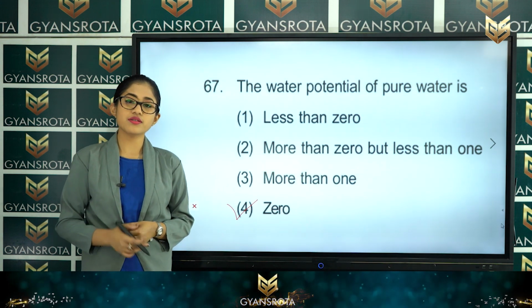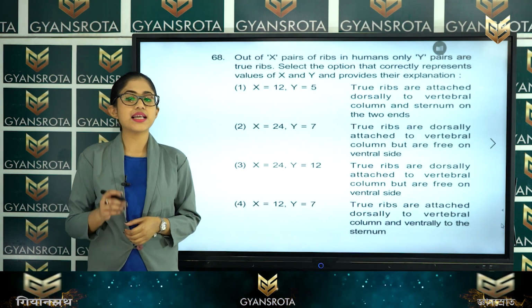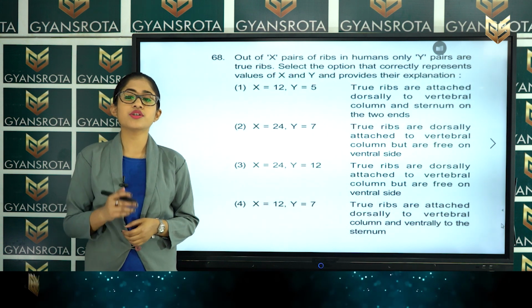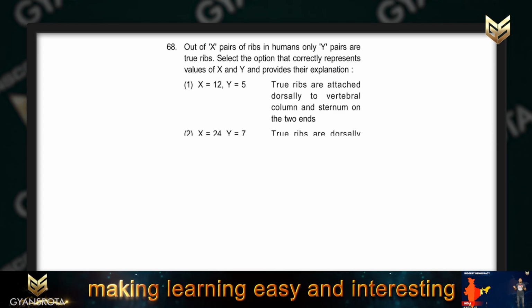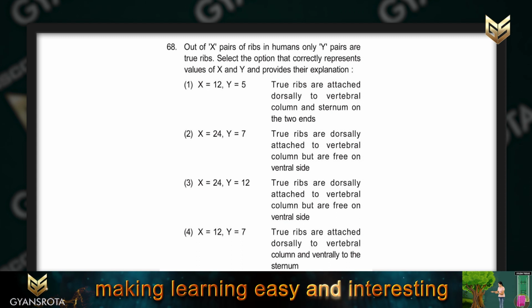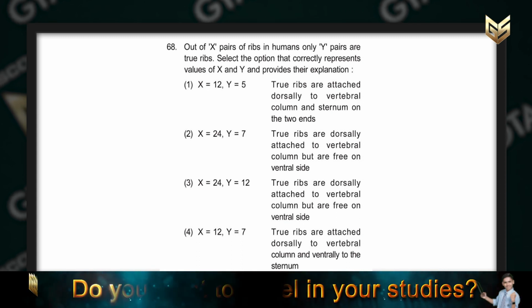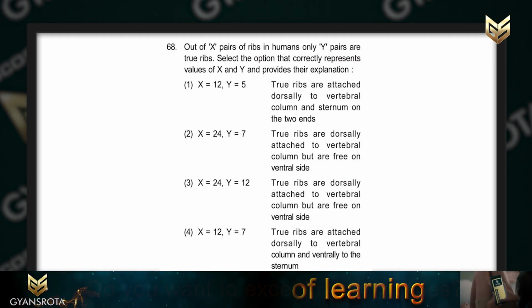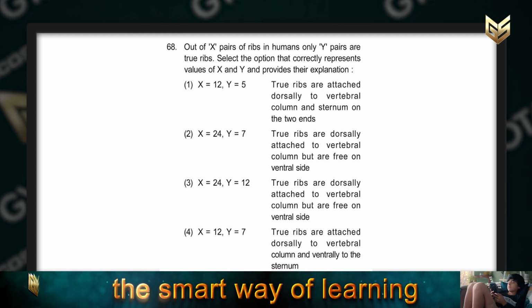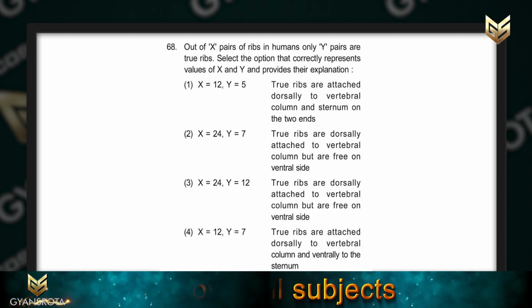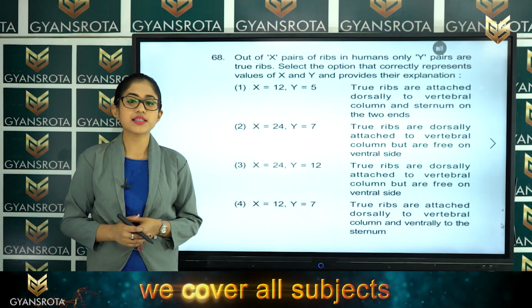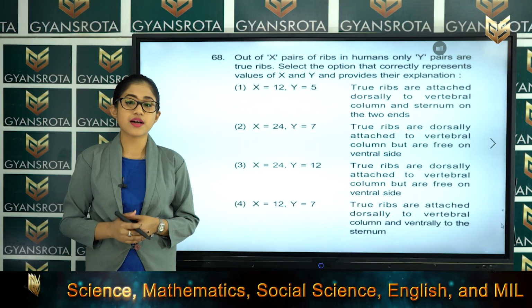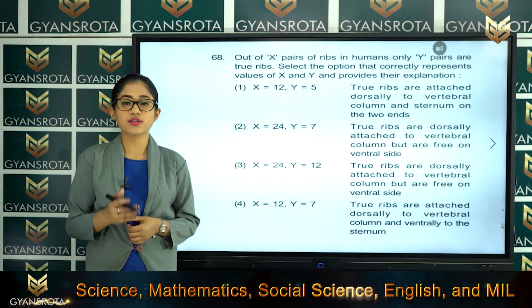Now, let us move on to the next question. In the next question, as you can see here, question number 68, out of X pairs of ribs in humans, only Y pairs are true ribs. Select the option that correctly represents the value of X and Y and provides their explanation. So, we have discussed this true ribs and false ribs in the chapter Locomotion and Movement.